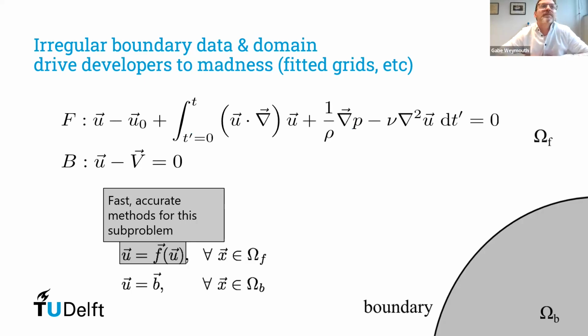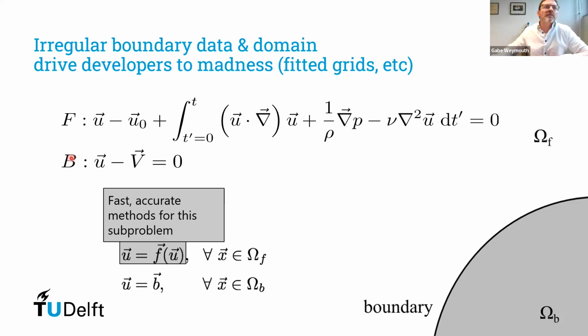Okay, anyway, so the situation we have in all of these cases is that we have two domains. We have a fluid domain, omega F, and we have a body domain, omega B. And there's some boundary between those two. And we have the governing equations in each of those domains. The governing equation in the body domain is easy. It's just that we want to set the velocity inside the body to match the body velocity, which I'm using capital B for here. So we'll drive those two to zero.